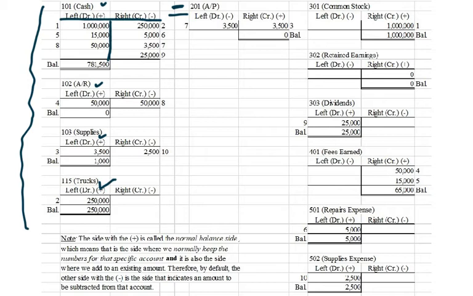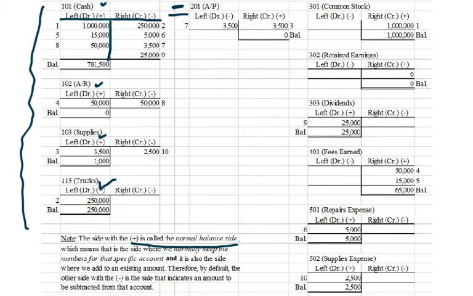So that side you see the plus with is called the normal balance side, just like it sounds. It's where we normally keep the numbers for that account. So if we want to look up the number in cash, we'll look on the left-hand side of the T. And this is more of a learning tool, these T accounts that we're looking at here. You wouldn't do your day-to-day accounting in this, but this is just sort of a stepping stone to get us ultimately to what we're going to do.